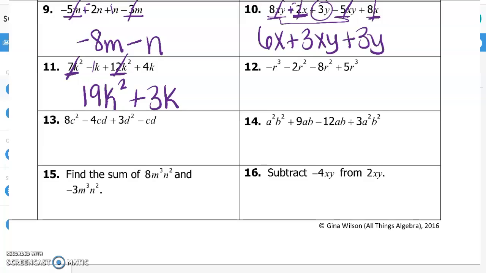Number 12, we're going to start with r to the third. So that's a negative 1 r to the third plus 5 r to the third to give us 4 r to the third. Then we have negative 2 minus 8, which gives us negative 10 r squared.